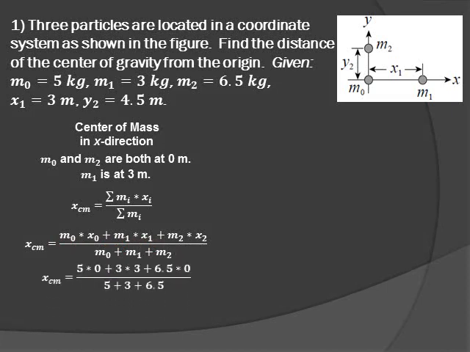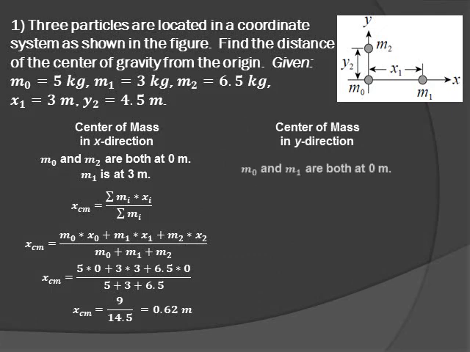So we've got mass sub 0 times x sub 0, plus mass sub 1 times x sub 1, and so on. Since mass sub 0 is at a 0 position, and mass sub 2 is at a 0 position in the x direction, those are going to be 0. And then mass sub 1 is at 3 meters. So the top is 9, and the total mass on the bottom is 14.5. So the center of mass in the x direction is going to be 0.62.